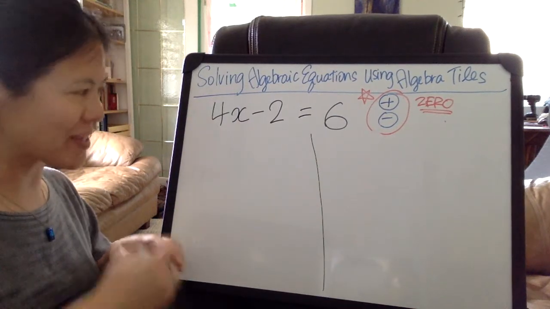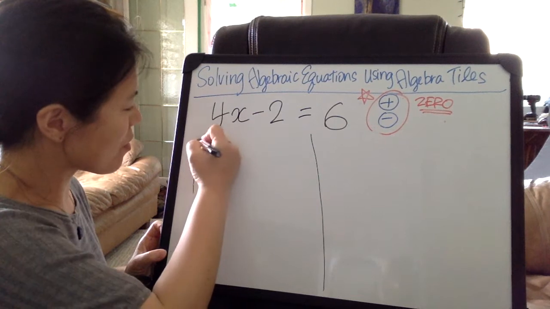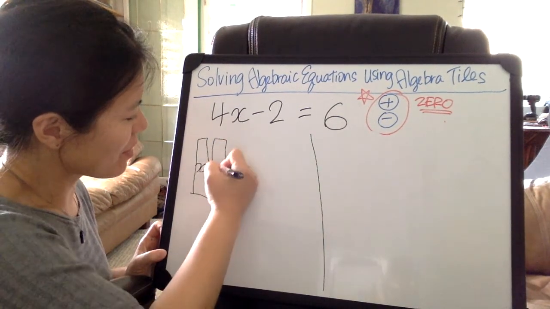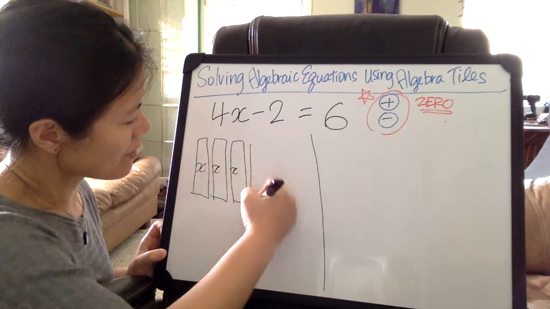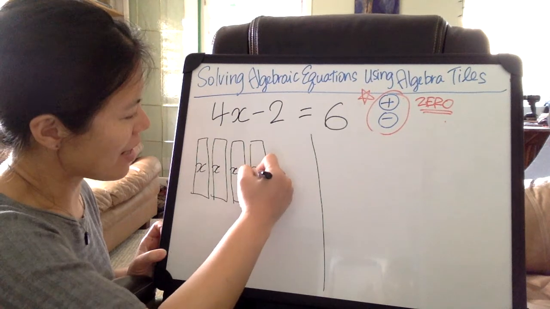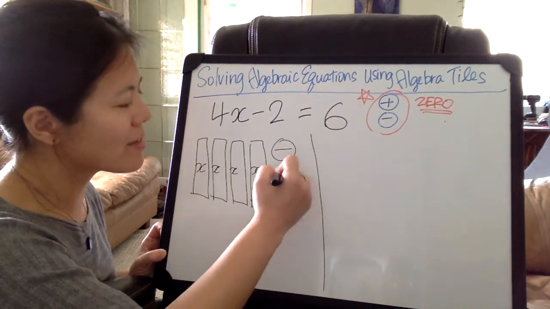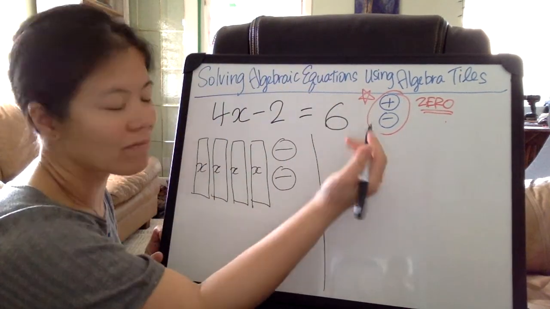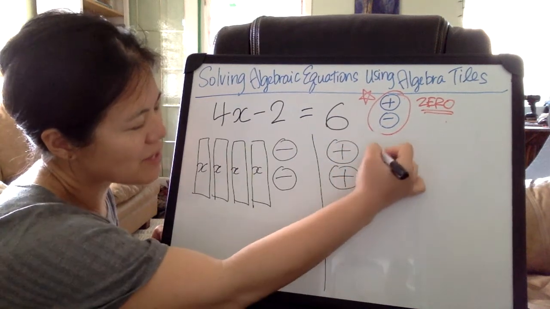So now 4x minus 2 equals 6. How can I represent this? I have 4x, so I'm going to draw 4 big pieces right over here. And it's minus 2, so I draw 2 negative tiles. And on this side I have 6, so I will draw 6 positive tiles.